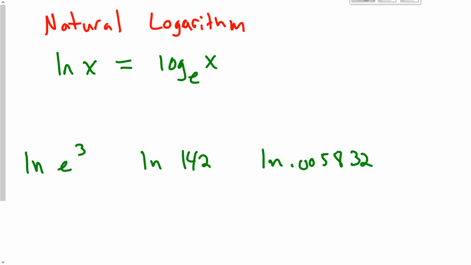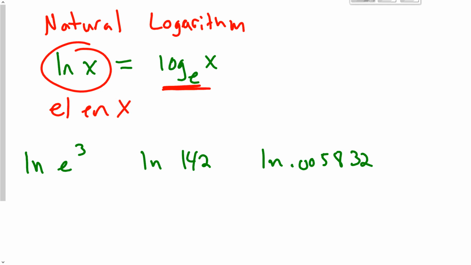Next section in chapter 4, section 4 is natural logarithms. A natural log is just a log with base e. We call that the natural log, and I read it as ln x. So ln x, that's how I read it.